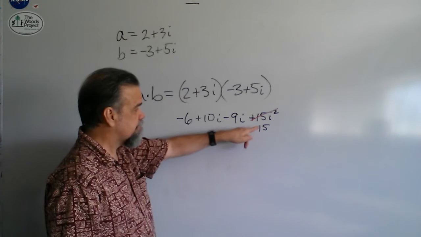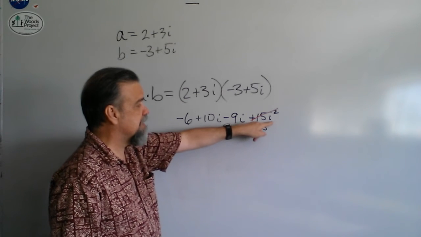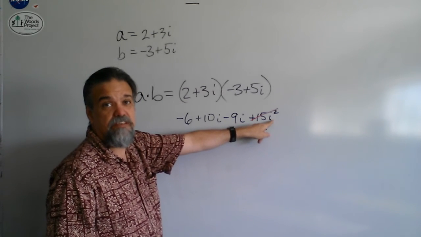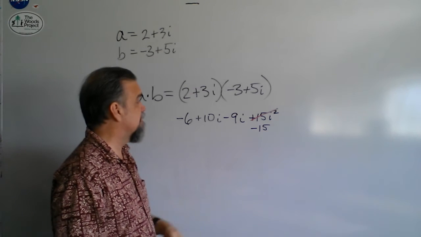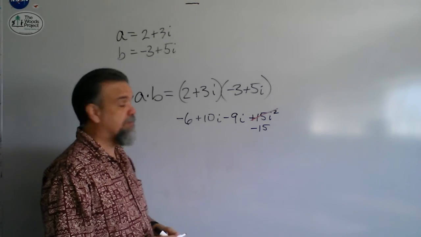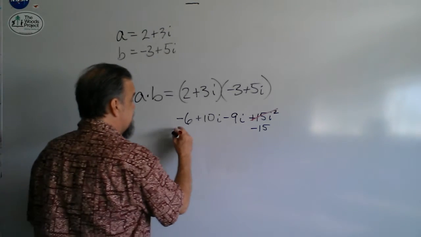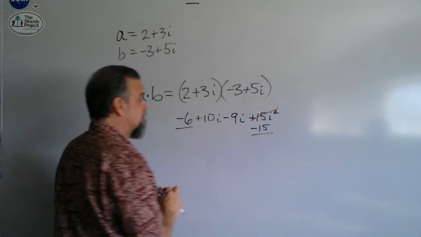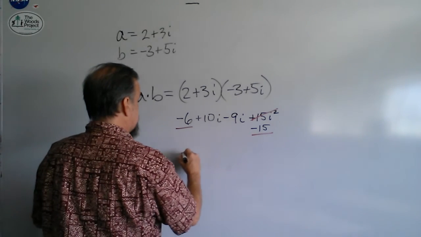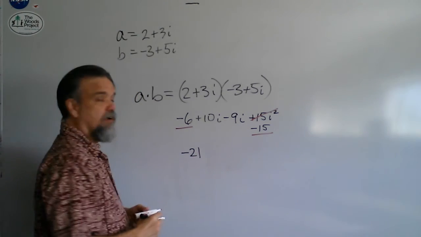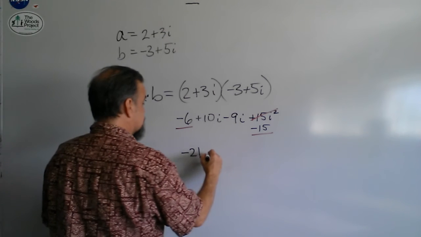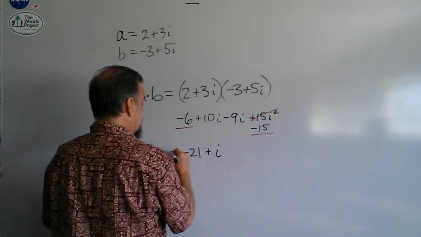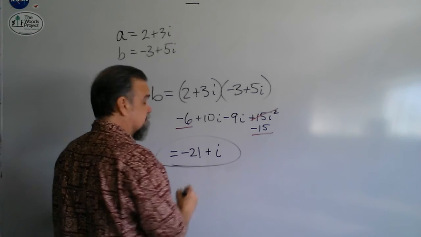Because I'm adding 15 times negative 1, which is like saying adding negative 15, which is just like saying minus 15. So now when I combine my like terms, I have negative 6 minus 15, which gets me negative 21. And I have plus 10i minus 9i, which is plus i. And that is my answer.